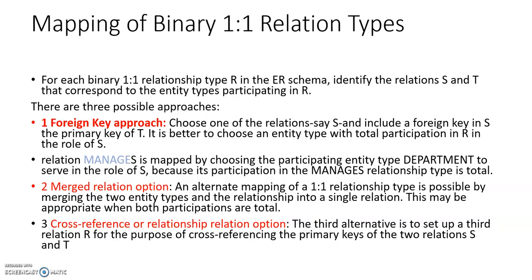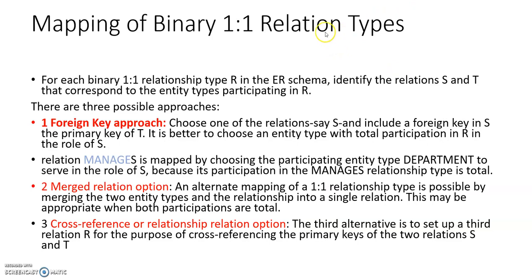Next, mapping of 1:1 relation. Now we have mapped strong entities, we have mapped weak entities. And now how we can map relationship types? Not relation, actually this is relationship types.